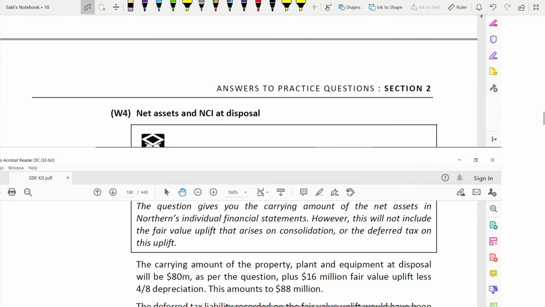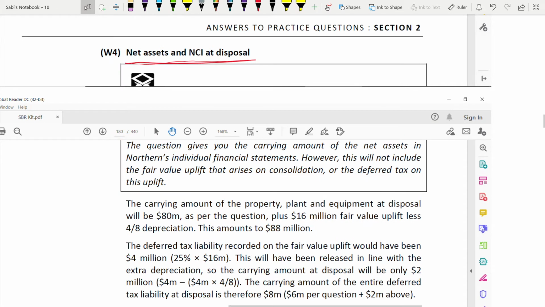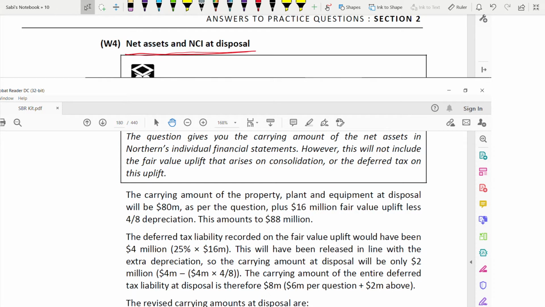So working 4 is net assets and NC at disposal. We need to know what the net assets and NC at disposal are. Remember that, because these items will go in the statement of financial position and in the profit and loss account. This question gives you the carrying amount of the net assets in all the individual financial statements.